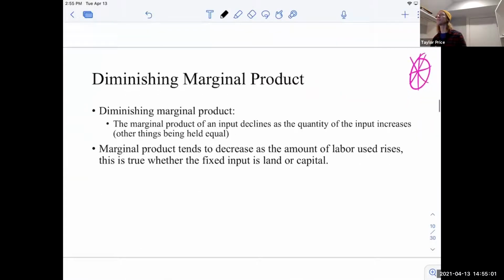So I did mention this before, but I wanted to go over it a little more explicitly. Diminishing marginal product of labor means the product of an input declines as the quantity of inputs increases. Basically, marginal product of labor tends to decrease as the amount of labor used rises. And this is an important piece: it's true whether the fixed input is land or capital.